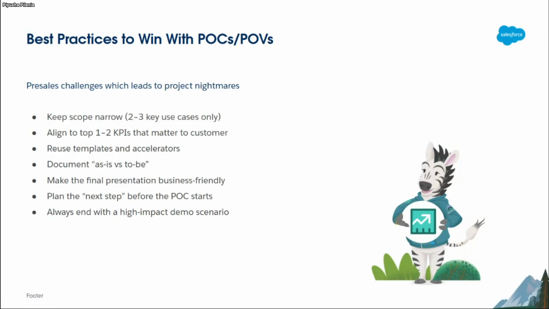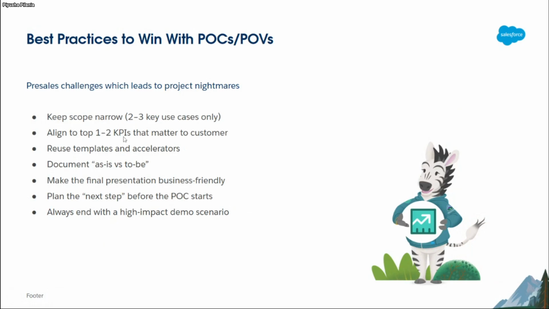Now, there are some best practices which you should focus on. Keep the scope narrow for POCs specifically. Try to keep it within 2 to 3 key use cases only. Do not try to expand it to eternity.